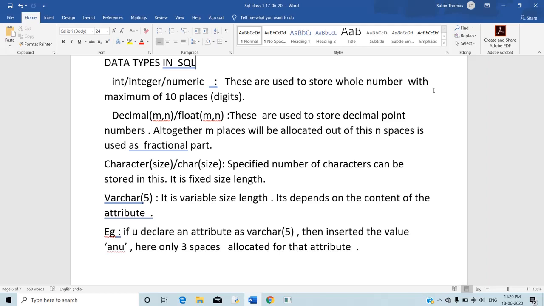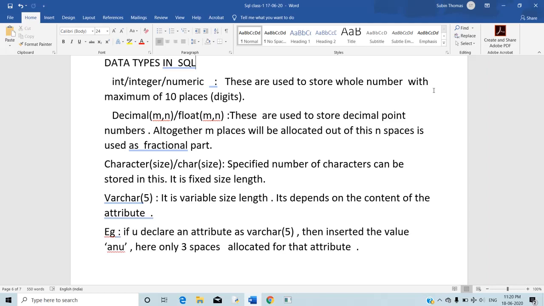And the next one is varchar. Varchar means it's a variable length. That depends upon the size of the value which you are entering inside that attribute, or upon the number of characters present under that attribute.